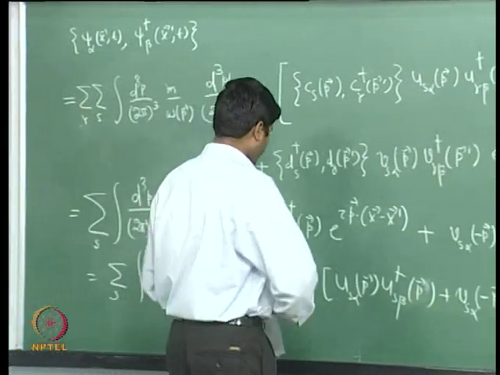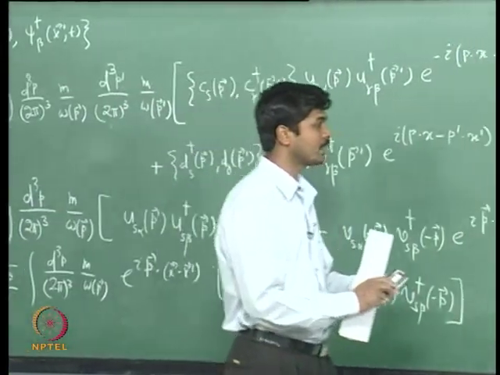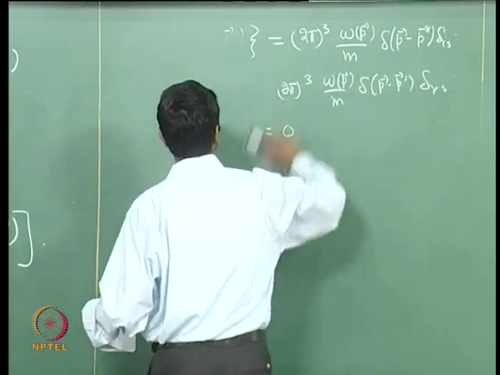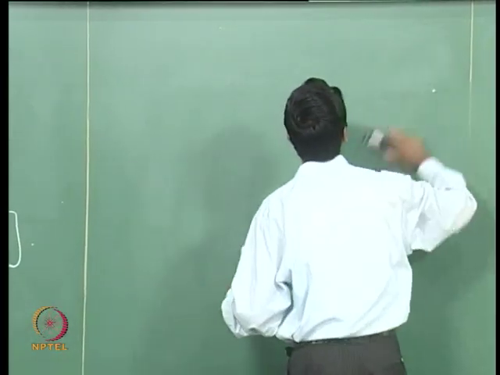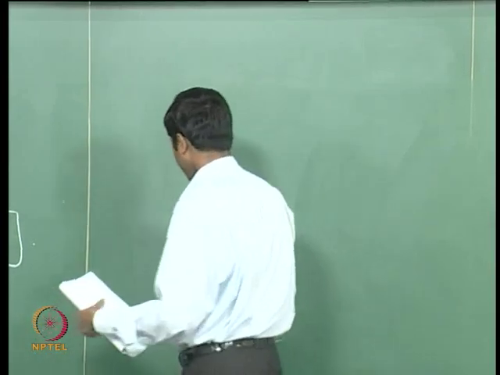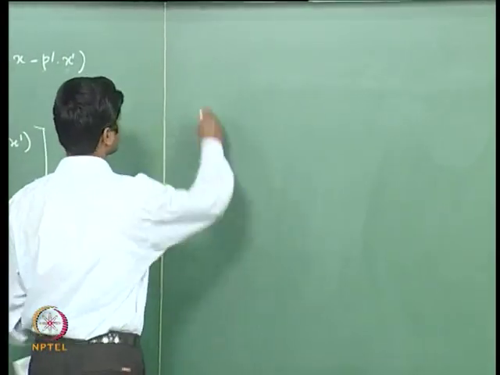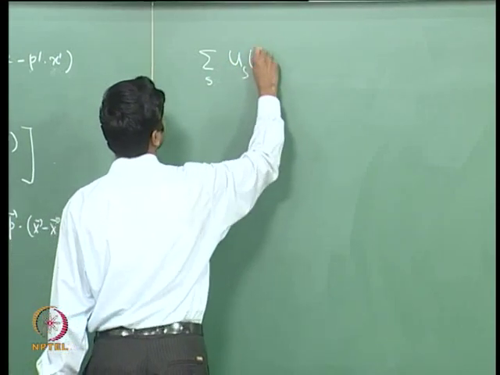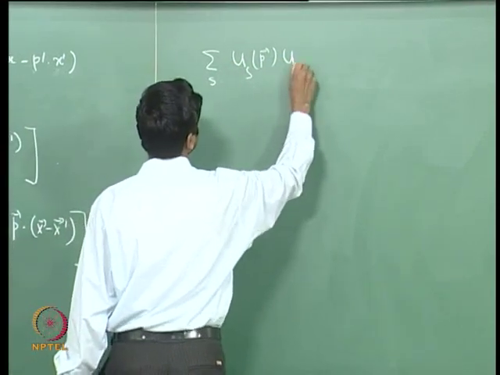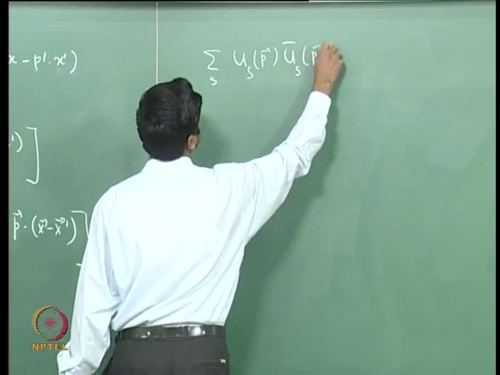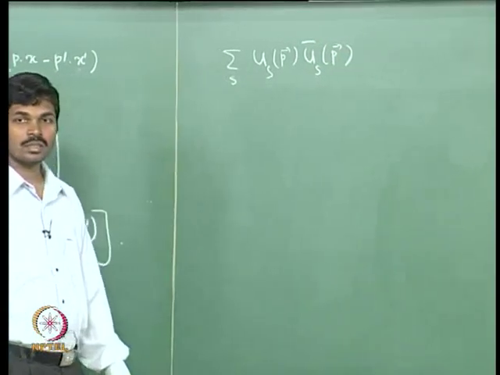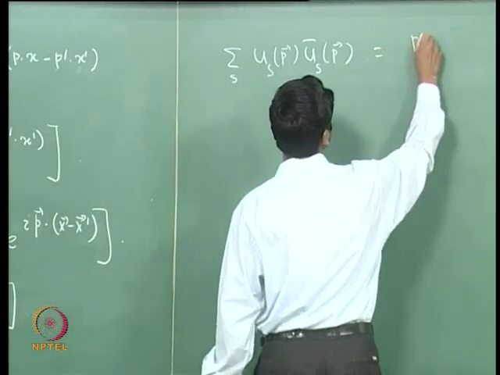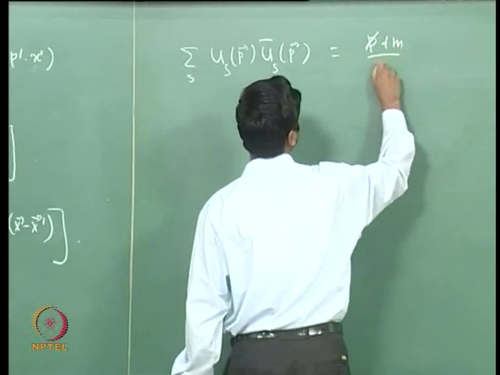Okay, so in the beginning of this lecture, I have written down some of the identities that we have proved in the last lecture. One of them is, if you carry out the sum over S of u_s(p) ū_s(p), then this quantity is (p-slash + m) over 2m.